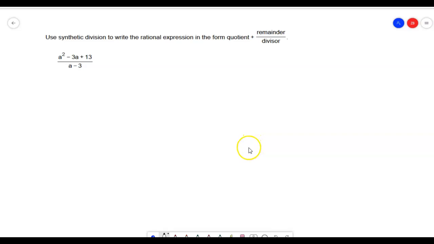Hey, this is Mr. Beckstrom, and today I want to take a look at a problem from section 3.2. This is similar to number 17, and it says using synthetic division. Now let's write down the expression in the form of the quotient plus the remainder over the divisor.